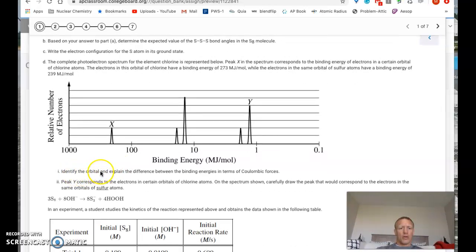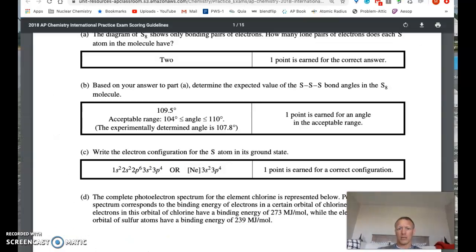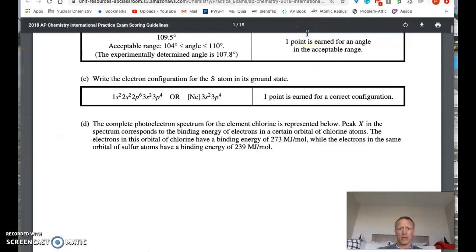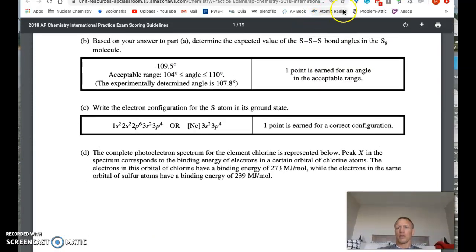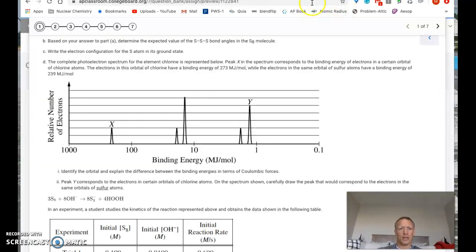So here, identify the orbital and explain the difference between the binding energies in terms of Coulombic attraction. So what is this asking here? Oh, comparing chlorine and sulfur, I didn't realize that. Where's that at? The electrons in the same orbital of sulfur atoms have a binding energy of 239. So if we think about that, this is the binding energy for chlorine.